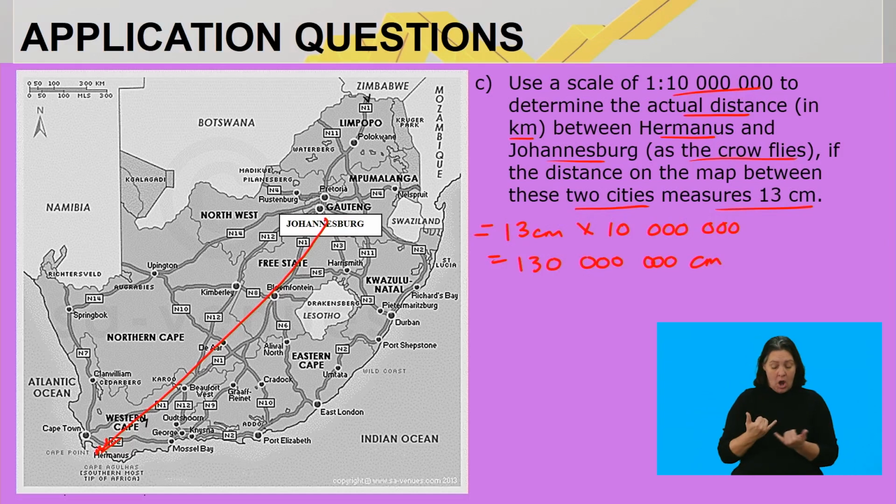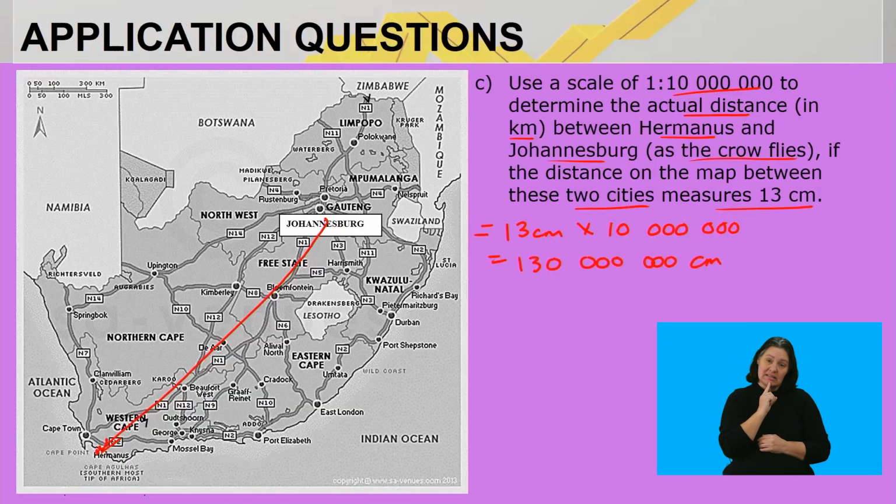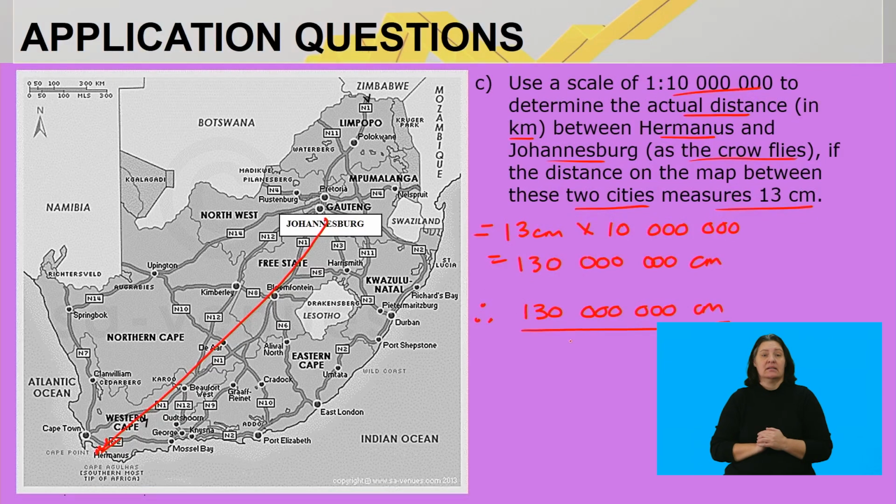So now I must convert from centimeters to kilometers, okay? What I want you to remember is that 100,000 centimeters, the word centi refers to 100, right? Equals 1 kilometer. So therefore, I'll take 130 million centimeters and I'll divide this by 100,000 centimeters. Guys, are we clear on that?